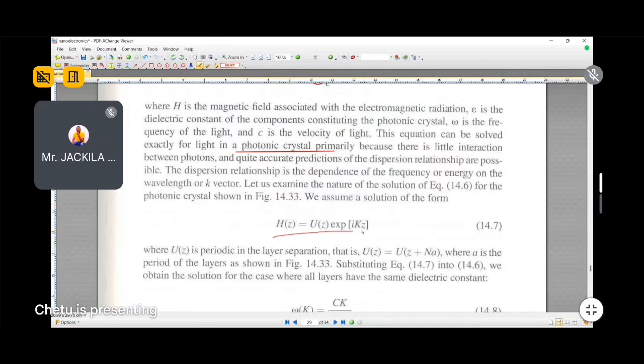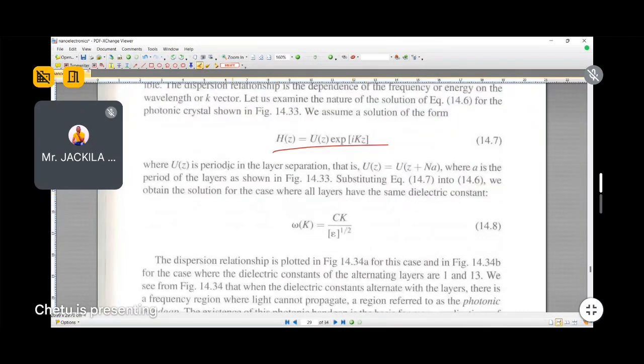Now, one can assume some solution. We will not go into much detail of it. So, u(z) is periodic in the layer separation, that is u(z) equals u(z plus na), where a is the period of the layer. The magnetic field solution is given in the form u(z) exponential ikz, and u(z) is periodic in nature. So this is u(z plus na), where a is the period of the layer. And once you substitute, you will get a dielectric-constant-dependent dispersion relation.